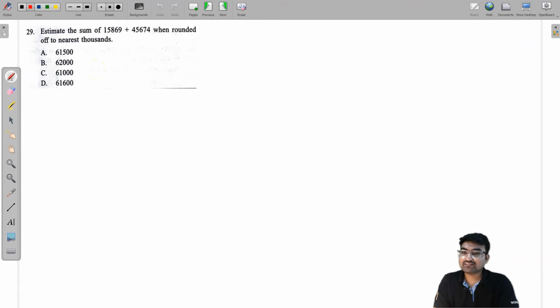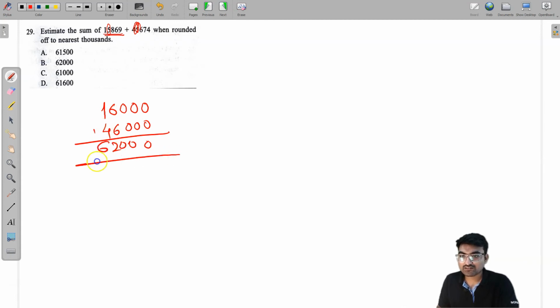Okay, estimate the sum when rounded off to nearest thousands. Okay, so round off to nearest thousand, so this will become 16,000, correct, and this will become 46,000, right? So if we add them, 16 plus 46, it will be 62,000, option number B.